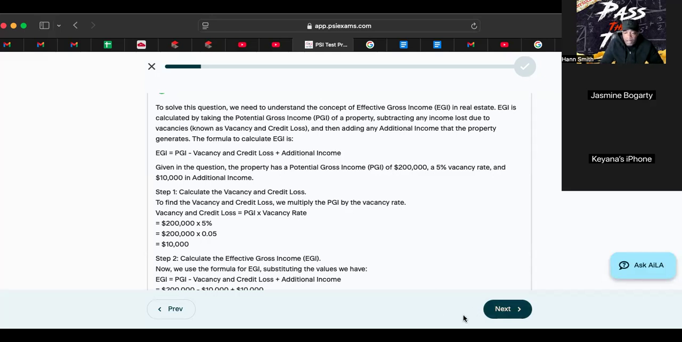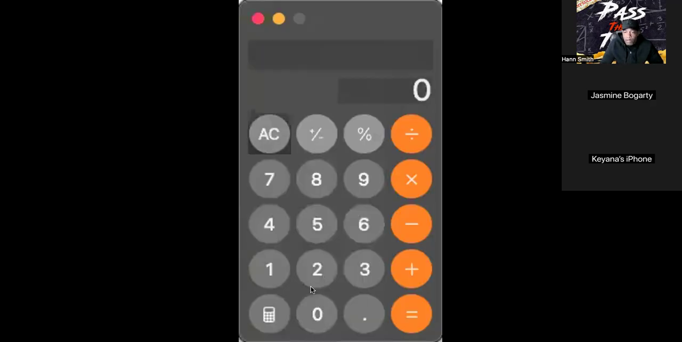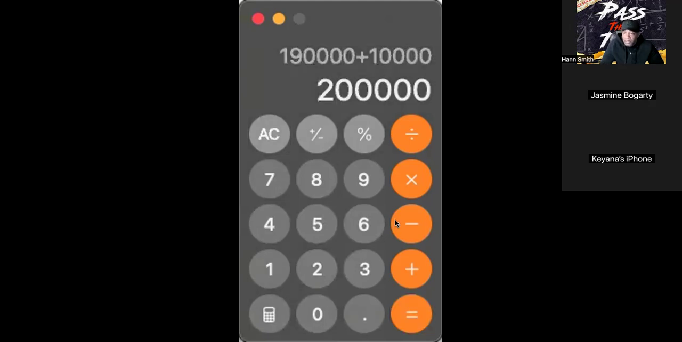Let me share my calculator with y'all real quick. All right, so this is what they want us to do. They want us to take the 200,000 times the 5% and get that as a number. 10,000 is coming out for the vacancies. So now we've got the 190,000 plus our additional income of 10,000. They don't want any of the vacancy to come out of that number. So that's how you get the 200,000. I get it.